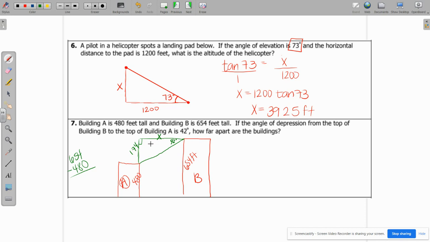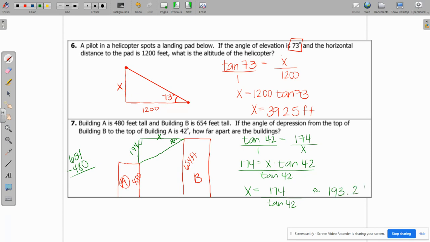So I have the opposite side and the adjacent. So here we're saying the tangent of 42 equals the opposite, which is 174, over the adjacent, which is x. So solving our cross products set equal to each other, we have 174 equals x times the tangent of 42. So to isolate x, we're going to divide both sides by the tangent of 42. So x equals 174 divided by the tangent of 42. And when we type that in our calculator, we get that x is approximately 193.2 feet.